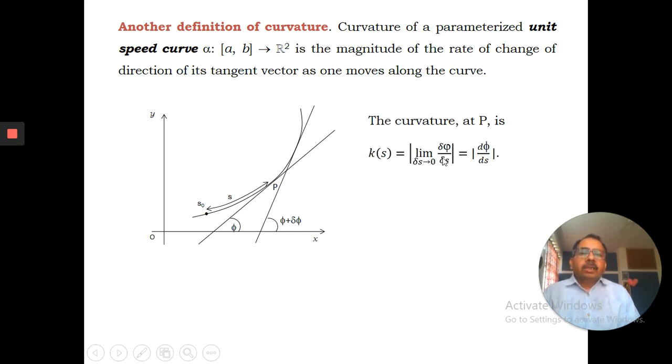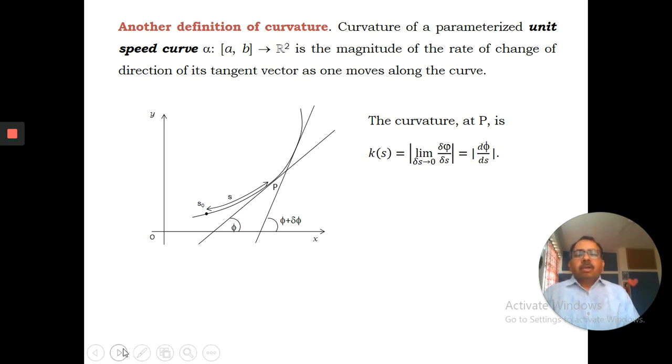So that is delta phi. This angle is delta phi, and this length is delta s. So computing this limit, delta phi over delta s as delta s tends to 0, we get d phi by ds, which is the curvature of this curve.